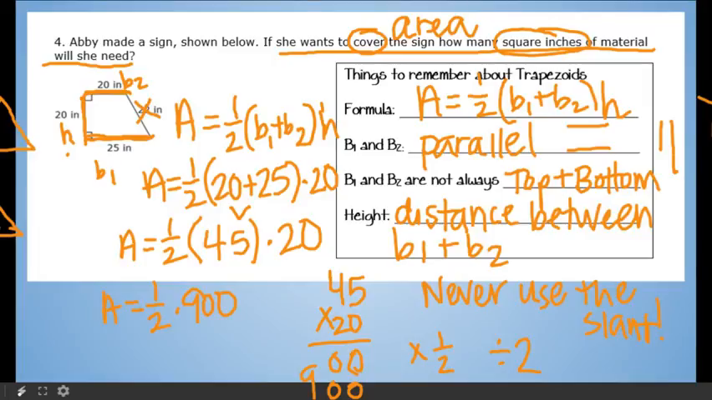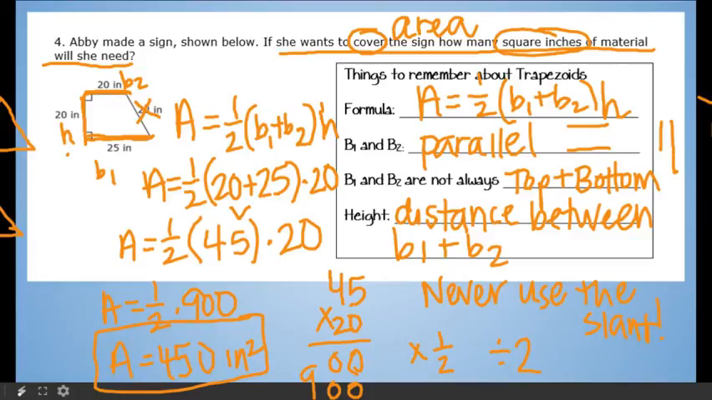I know 2 can fit into 9 4 times. And I get a 1, bring down my 0. 2 can fit into 10 5 times. And then it can fit into 0 times. Sorry, I'm running out of room. So my answer is A equals 450 square inches. Hopefully that is what you got as well.